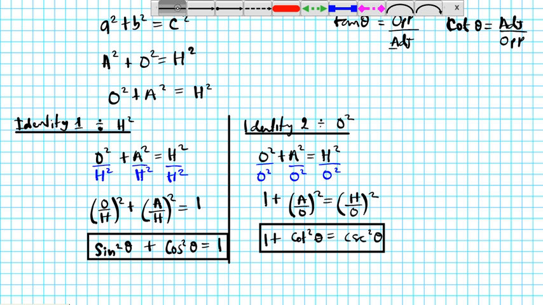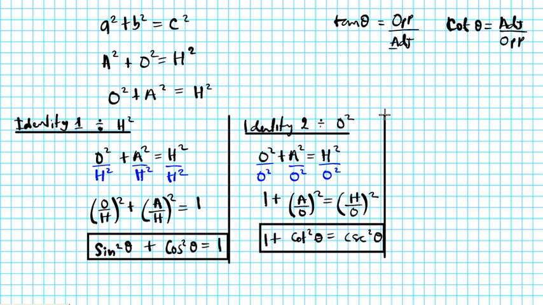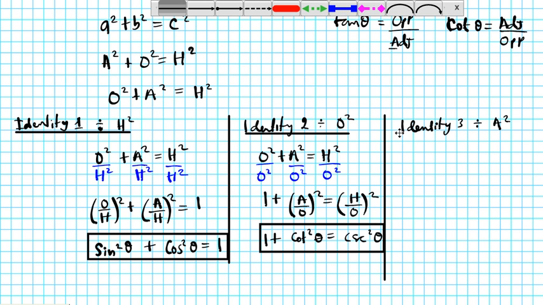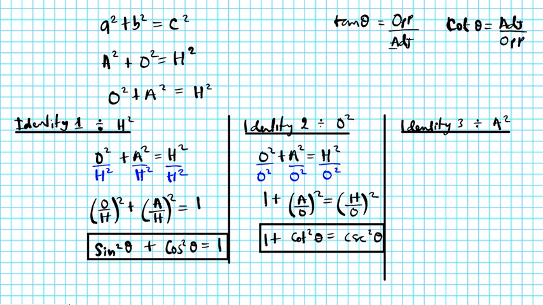To generate that one, we just have to divide by the last variable, which is A. We divided by H squared to generate the first one, and by O squared to generate the second. So for the Pythagorean identity number 3, we're going to divide by A squared. We'll do the same procedure that we did in the other two identities. Start with the Pythagorean theorem using O, A, and H. So O squared plus A squared equals H squared. Now I'm going to divide everything by A squared, and let's see what happens.